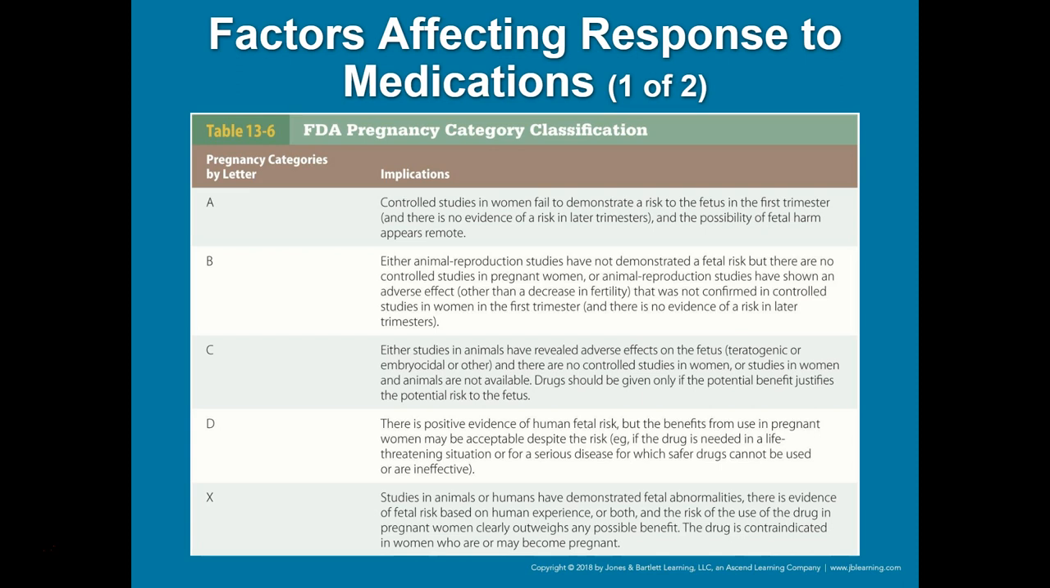Don't ever give that one. It's going to harm the baby, could harm the mom, and it outweighs any possible benefit. Benzodiazepines are class D, so Versed, Valium, Ativan, those are going to be our class D, and we are going to use those very, very cautiously with anybody who's pregnant.